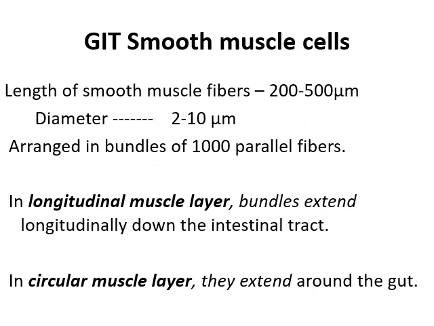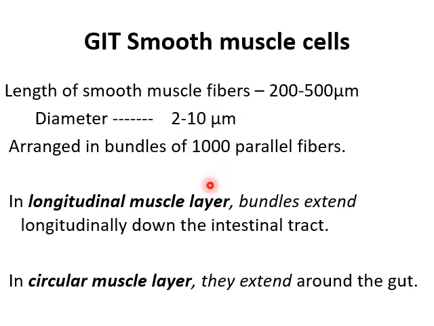So coming to the GI smooth muscle cells, which you must know properly because much of the motor functions of the gut are performed by the different layers of the smooth muscles. Now the smooth muscle usually functions as a syncytium, that is, if one fiber is activated, all of them are activated because they are joined together. So the length of these smooth muscle fibers, their diameters, and they are arranged in parallel bundles.